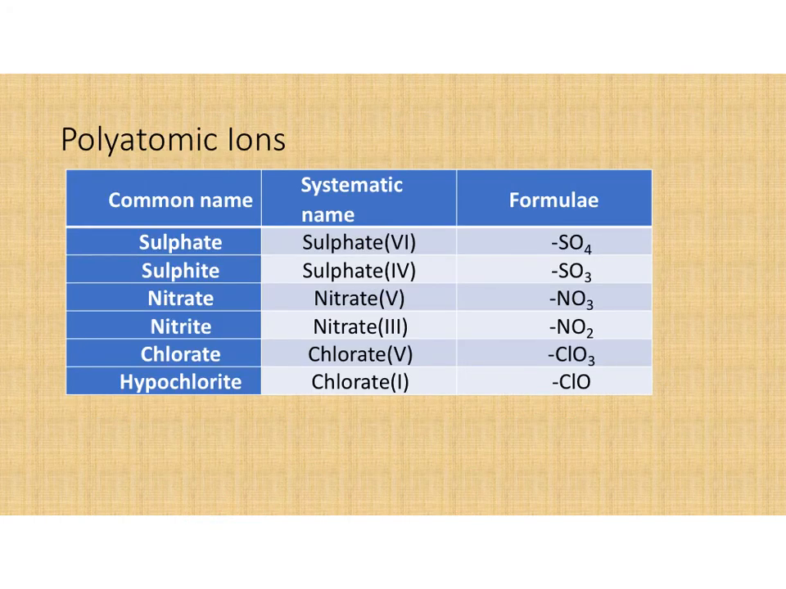So there's just a little summary table of those polyatomic ions: the common name and the systematic name. The systematic name is what we should use in our exams, and the formulae are shown there as well. And I've popped the charges there too. They're all -1, nitrates and chlorates, apart from the sulfates, which are -2.